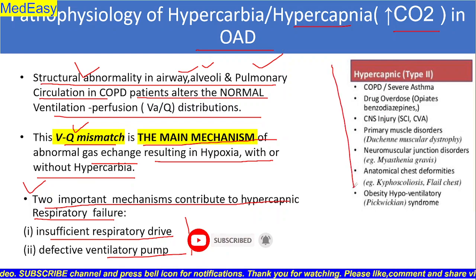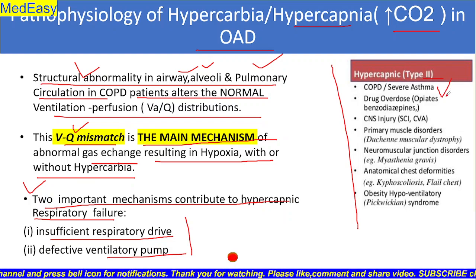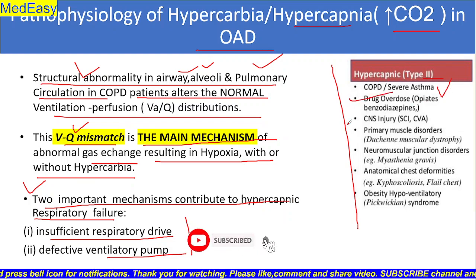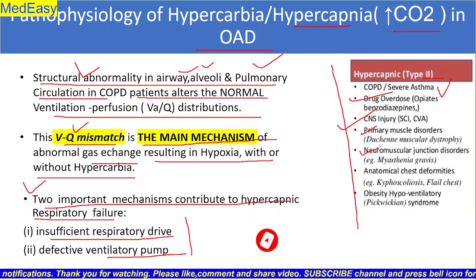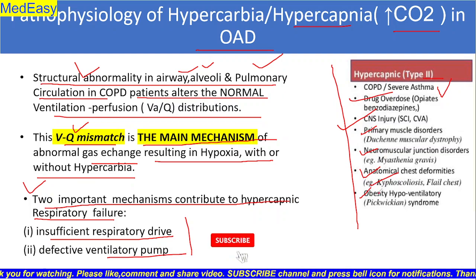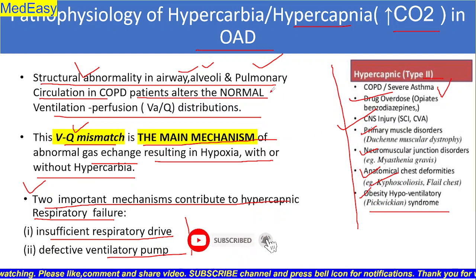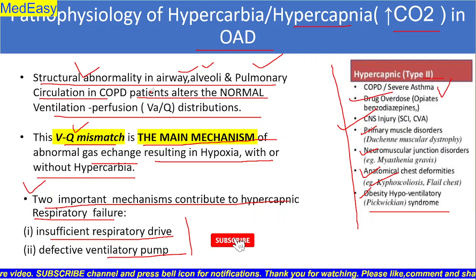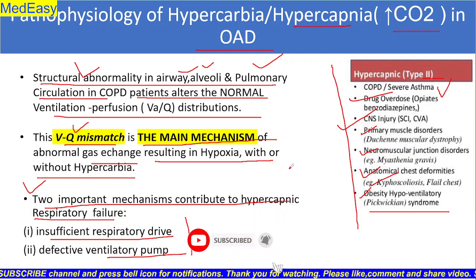Here we can see the causes of hypercapnic respiratory failure, called type 2 respiratory failure, seen in COPD, severe asthma, drug overdose, CNS injury, primary muscle disorder, neuromuscular junction disorder, anatomical chest deformity, kyphoscoliosis, flail chest, and in obesity hypoventilation syndrome. So, we should remember that VQ mismatch is the main mechanism of hypoxia with or without hypercarbia in obstructive airway disease patients.